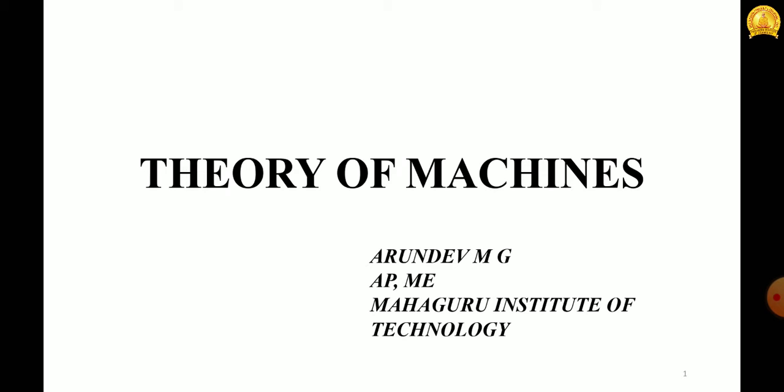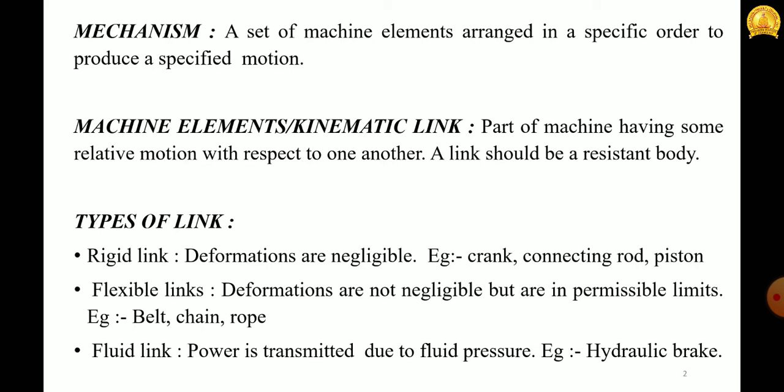Today we are going to discuss some fundamentals about theory of machines. In theory of machines, we are mainly dealing with mechanisms and machines. So, what is a mechanism? A mechanism is a set of machine elements arranged in a specific order to produce a specific motion. It transmits or modifies a motion. Examples are slider crank mechanism, typewriter, spring toys, etc.